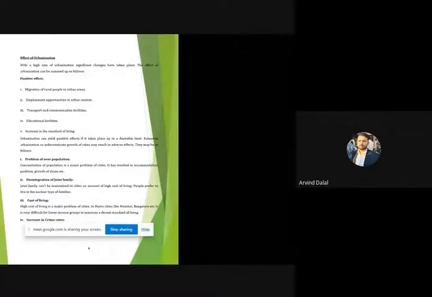Now, what are the effects of urbanization? There are two sides to everything, like a coin has two sides. Likewise, urbanism also has two sides: positive effects and some negative effects. The positive effects are migration of rural people to urban areas, employment opportunities in urban areas, transport and communication facilities, education facilities, and an increase in standard of living. These kinds of facilities are available, and these are positive effects.